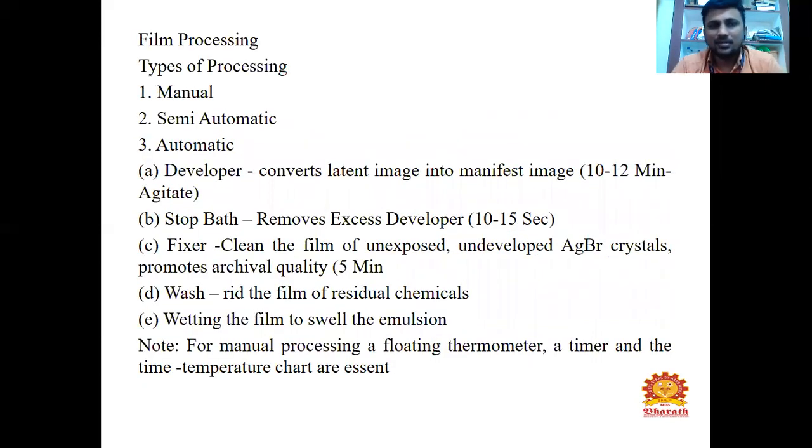Film processing. The types of processing are manual, semi-automatic, and automatic. The developer converts the latent image to a manifest image. The stop bath removes the excess developer. The fixer cleans the film of unexposed or undeveloped material. Then wash, to rid the film of residual chemicals.